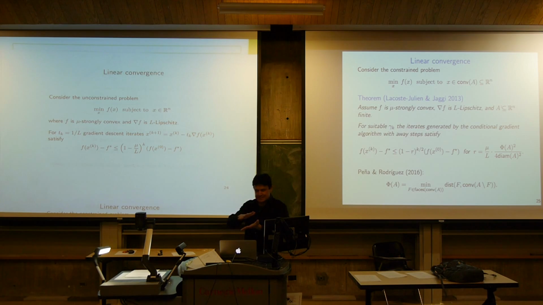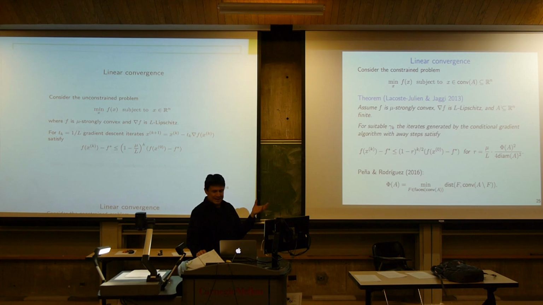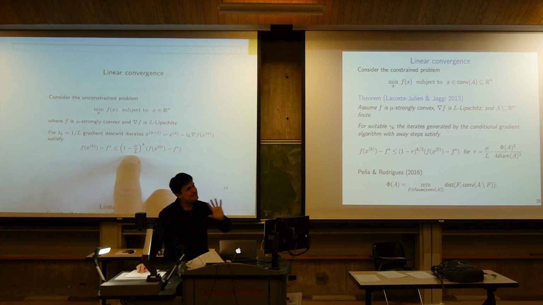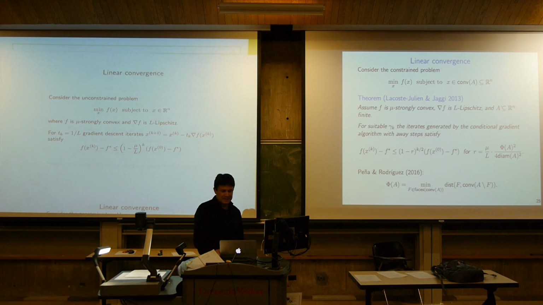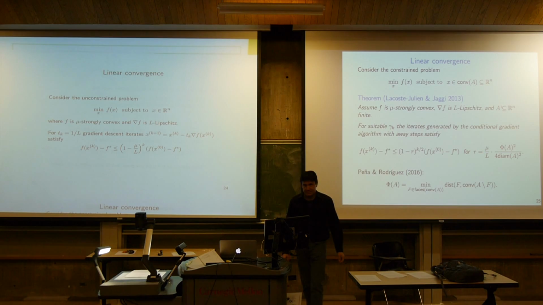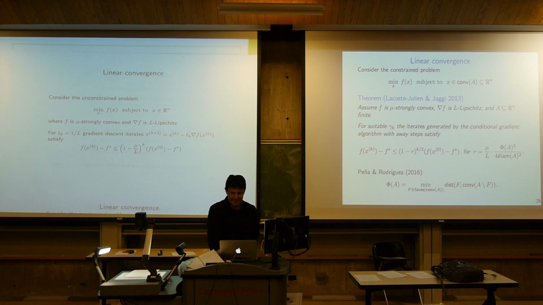But what is really remarkable is how the linear convergence of gradient descent extends very nicely, not to Frank-Wolfe, not to conditional gradient, but to conditional gradient with away steps. So the away steps fix that. This relates to, as I said at the beginning of class, some work that I have been thinking about for a little over a year, and something that I'm very, very excited about.